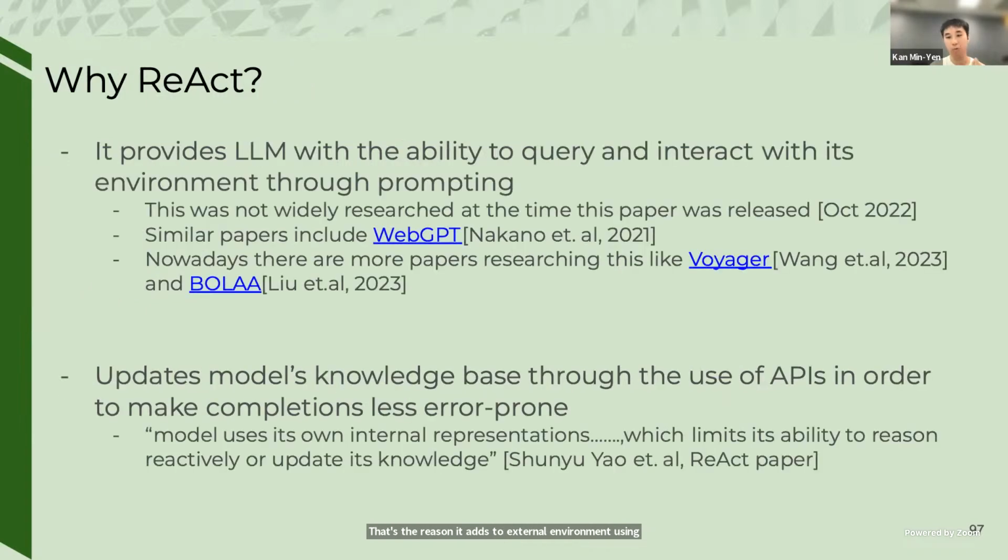First, I want to explain why the authors actually created this paper. So why ReAct? This is because it provides the language model the ability to query and interact with its environment through prompting. And this was not widely researched at that time. At that time, there were only single papers like Inner Monologue and WebGPT, but nowadays there are more agentic large language model papers like Voyager and Bola. So that's one point. And the second point is, it also updates the model's knowledge base through the use of APIs. And this is something like retrieval augmented generation. And this will allow it to hallucinate less and have less error-prone completions.